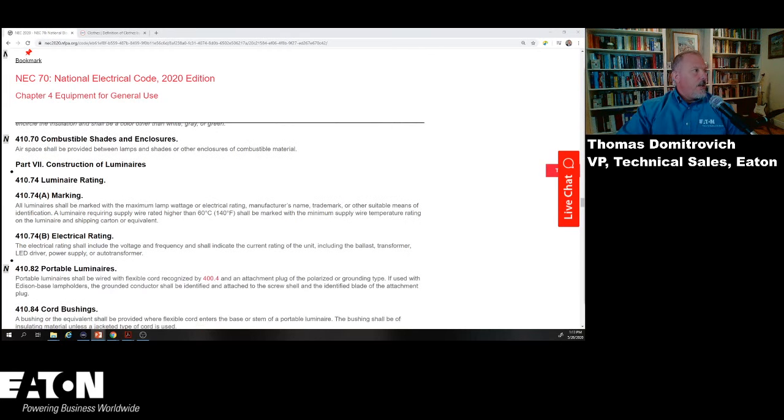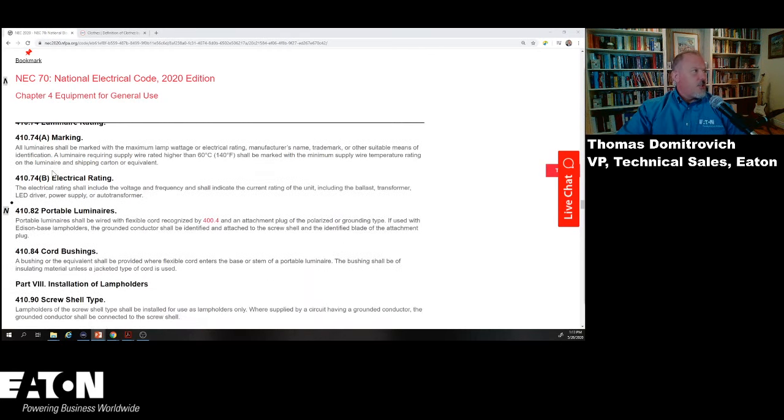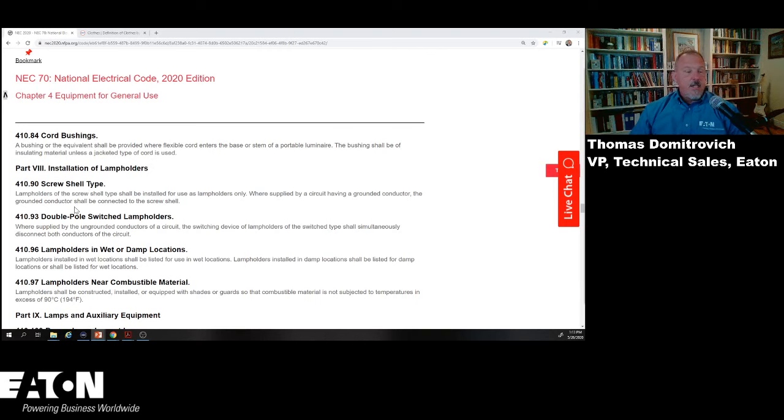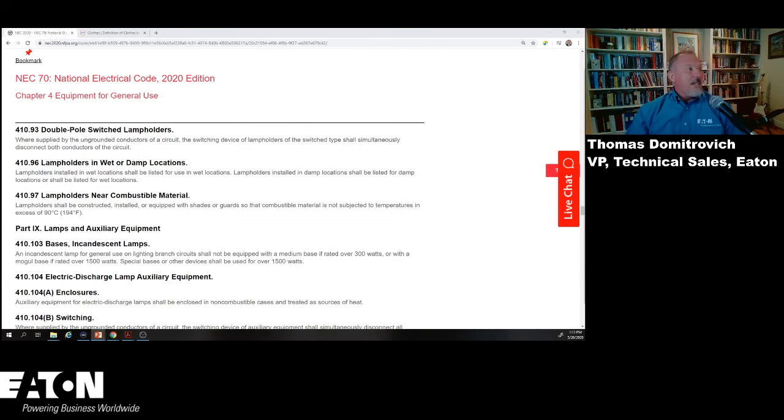And let's take a look now. This is part 7, construction of luminaires. Part 8, installation of lamp holders. So let's take a look at it. That installation of lamp holders in 410.97 tells us near combustible material, lamp holders shall be constructed, installed, or equipped with shades or guards so that combustible material is not subjected to temperature in excess of 90 degrees C, 194 degrees Fahrenheit. So in addition to the 410.11 discussion, we do have these other requirements that would bring us back into that linen closet or any of those other areas.